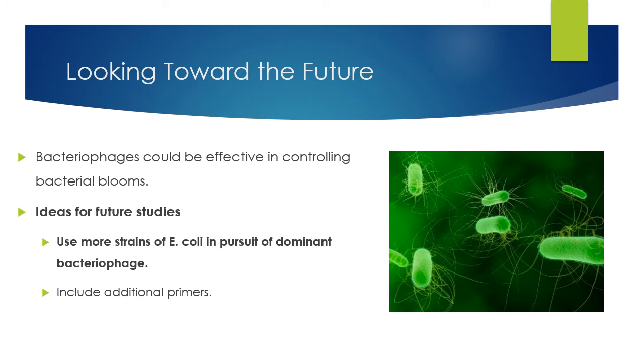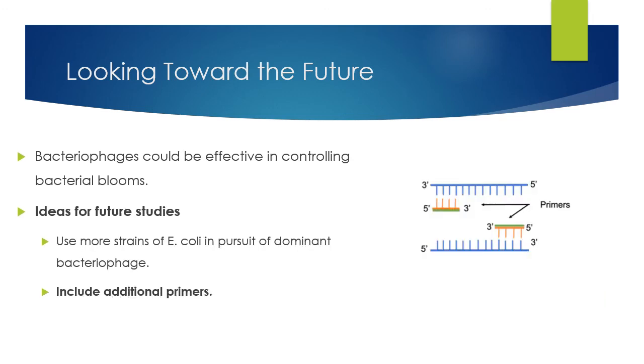We can also take what we learned and build off of it in future studies. In the future, we could use more strains of E. coli than just E. coli K12 and E. coli B in the pursuit of a bacteriophage that can effectively kill many different strains of E. coli, making it useful for things like public bacterial control that I mentioned earlier. More primers can also be included when performing PCR. Though they tested positive on our plaque assays, the bacteriophages that we found did not match any of our primers.